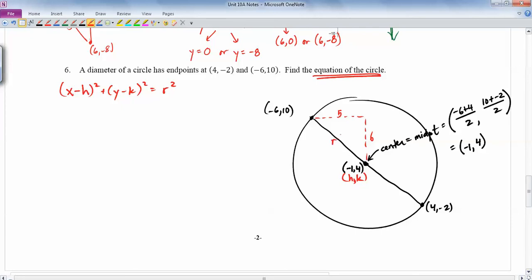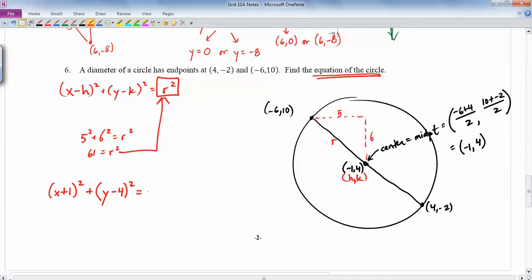So then to solve for r, we'll just do 5 squared plus 6 squared equals r squared. So that's going to be 25 plus 36 is 61 equals r squared. And then I'm not even going to bother square rooting it because I want r squared. I don't actually care what r is. I care what r squared is. So the equation of the circle is going to be x minus negative 1, so x plus 1 squared, plus y minus k, and the k is 4, equals r squared, which is 61. So there's the equation of this circle.